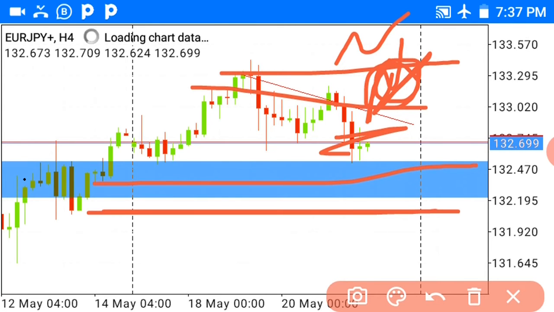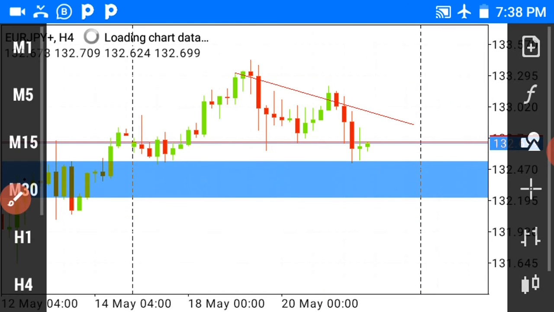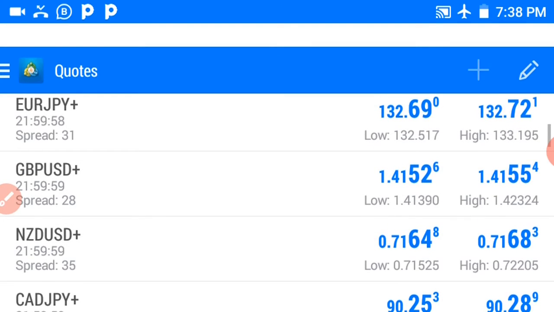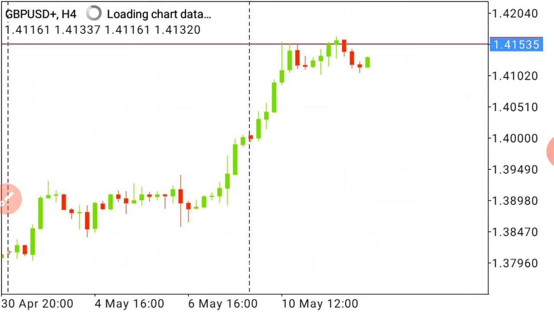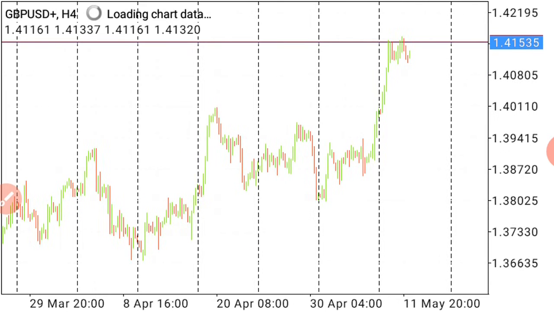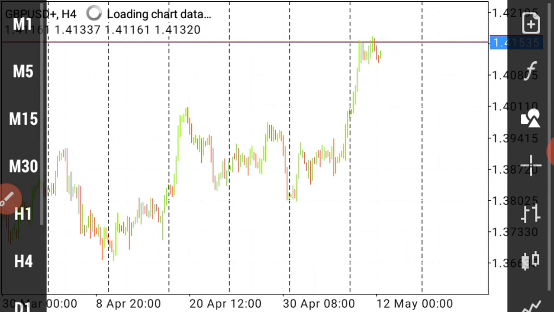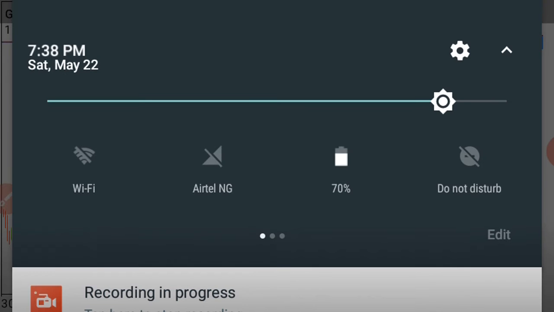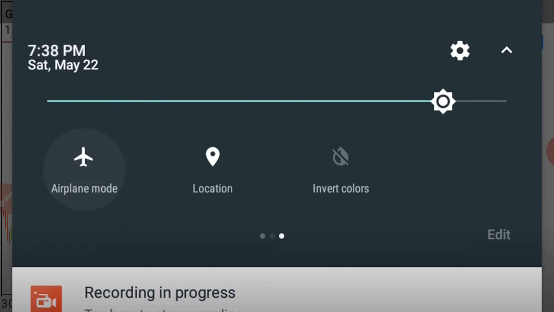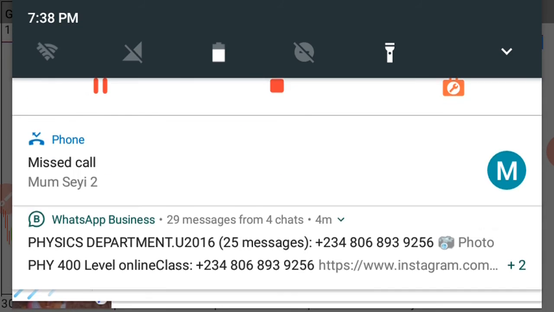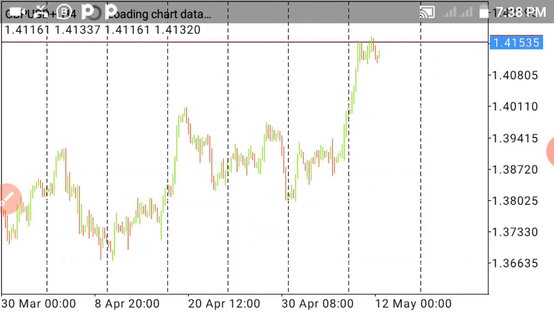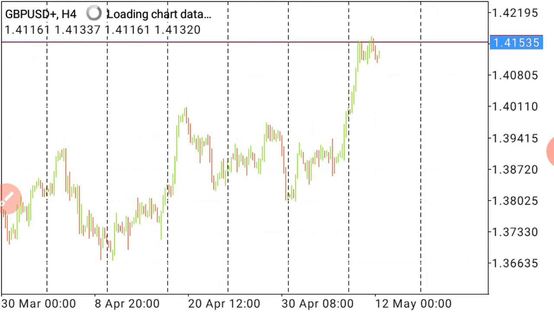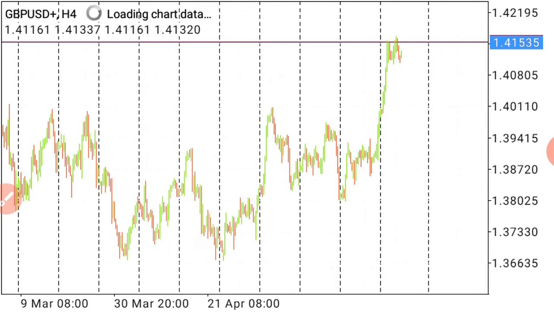Okay, let's go to the next one. The next one we'll be checking out is the Pound USD. I think let me clear this first. Oh no, let me clear this. Good. Let's check out the Pound USD. I think this is it. Yeah, good. Let me just check to make sure this is the latest. I just want to make sure this is the latest to avoid analyzing previous charts.